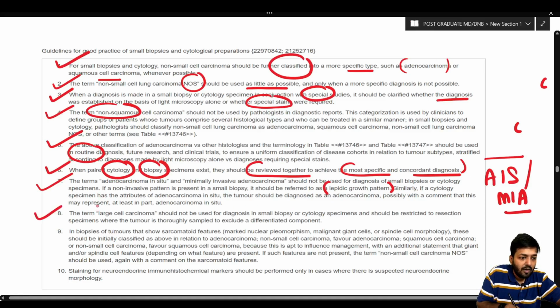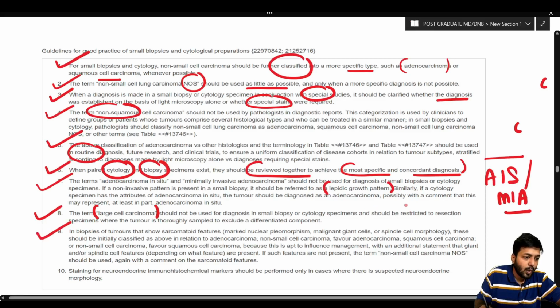The term large cell carcinoma again cannot be used in a small biopsy or cytology specimen. Okay, again very important, it cannot be used, and it should be restricted to resection specimens. So the diagnosis of large cell carcinoma can only be made on a resection specimen and not on a small biopsy or cytology smear.